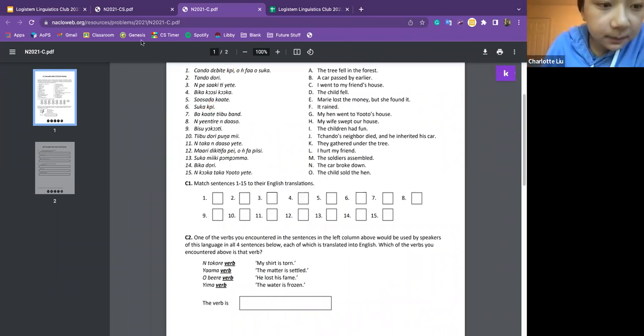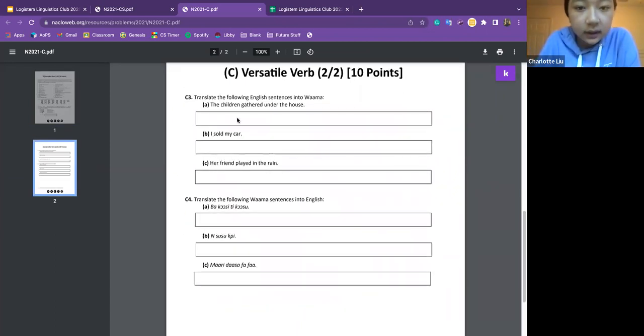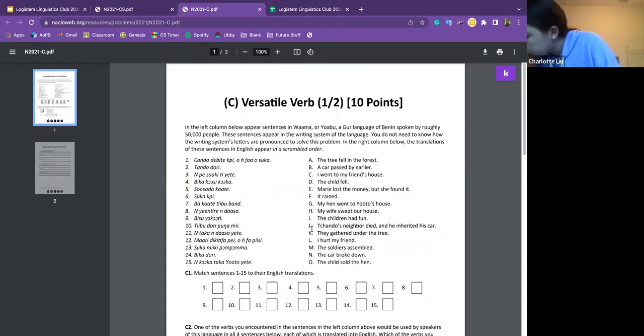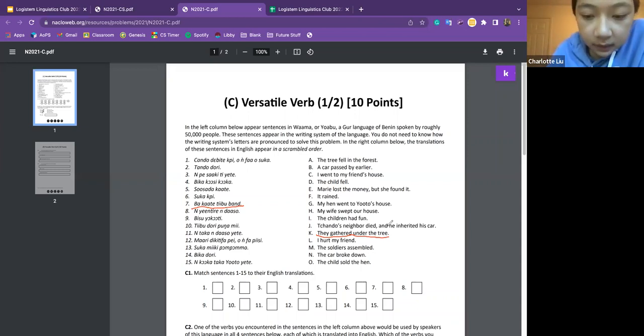And then we can look at the last part. I won't be translating all of these, but I'll give examples. So here we have the children gathered under the house. The answer for that one was, so this is the translation of this one. It's pretty much the same thing, but a few words are changed. Another thing is that prepositions mean words like under, in, on, things like that. And we see that prepositions are actually at the very end of the sentence, which means that here, under equals band.